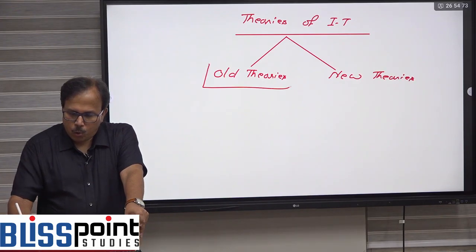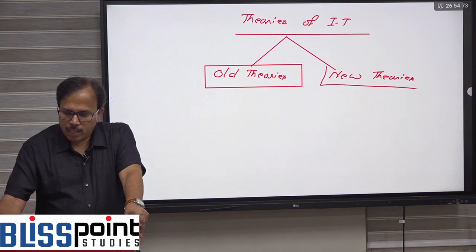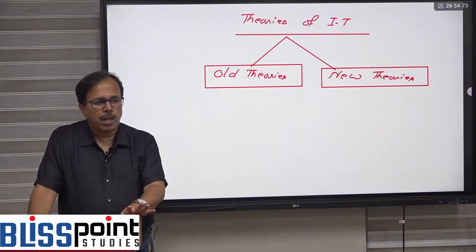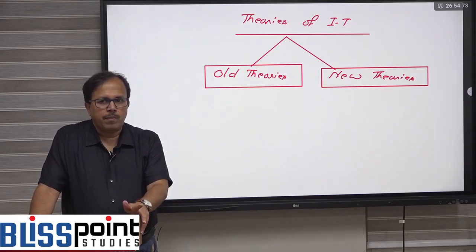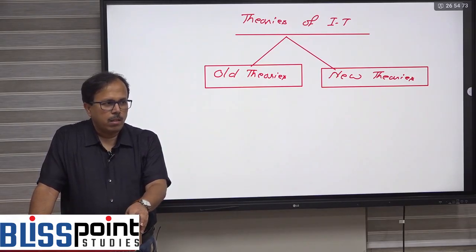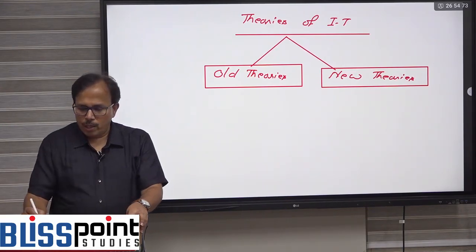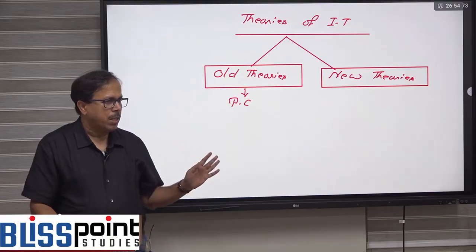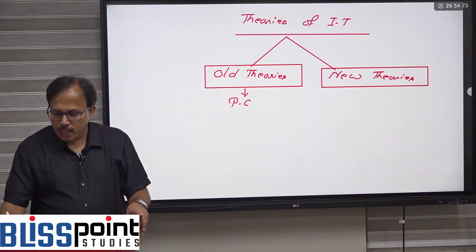See, whenever we cover the old theories, all old theories assume that market is perfectly competitive. So what is the feature of perfect competition market? There are large number of firms producing homogeneous product. So if I refer to the old theories, then all old theories assume that market is perfectly competitive. It is perfectly competitive market. New trade theories assume that market is imperfectly competitive. Imperfectly competitive market.